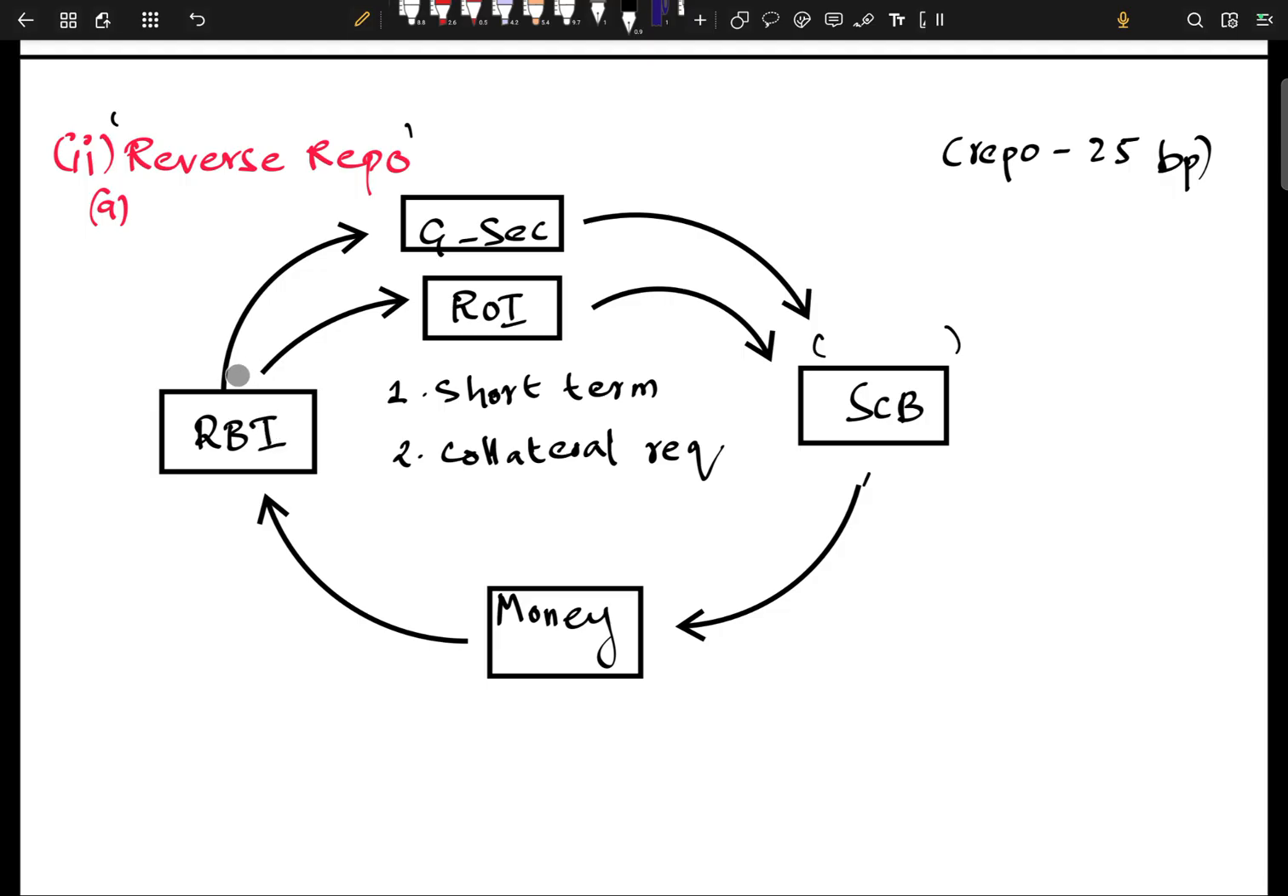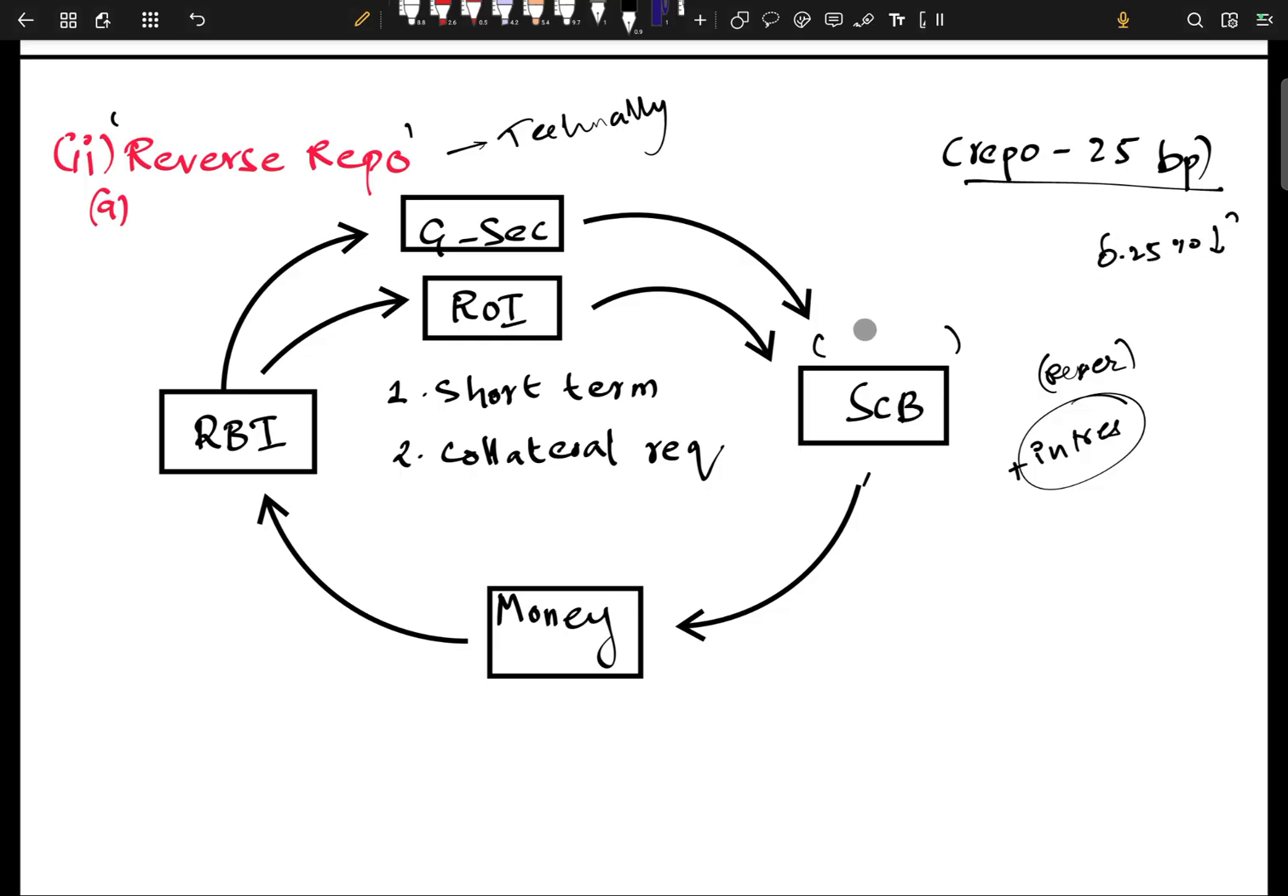In turn, RBI has to give collateral, that is G securities, to the scheduled commercial banks. Again, here it is not technically a loan. RBI just gives the G securities for some money, and RBI repurchases the G securities with interest on it. That is nothing but the reverse repo. Reverse repo is basically 25 basis points, that is 0.25% lesser than the repo rate.